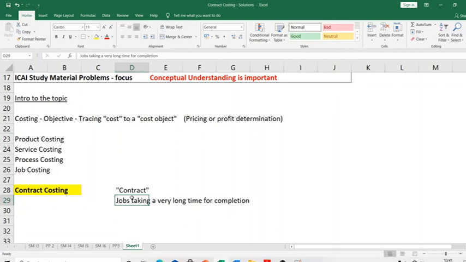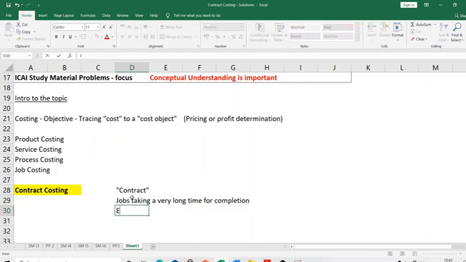So a service started today probably does not get over in 2 months, 3 months, 4 months, or 5 months. It takes probably, let's say, 1.5 years, or 2.5 years, or 2 years, 3 years. So it takes a time as long as that to get over. Such jobs, we want to find out the cost associated. That is only what we are going to learn here.